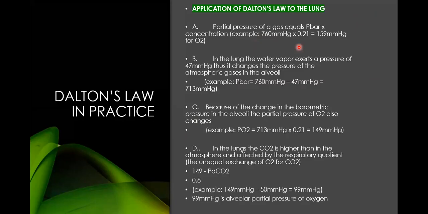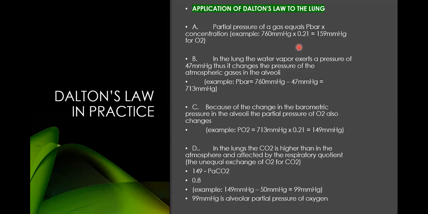Now, in the lung, water vapor also exerts a pressure of 47 millimeters of mercury. Thus, it changes the pressure of the atmospheric gas in the alveoli, all right? So we have to get rid of that water pressure. We say barometric pressure minus the water pressure, which leaves us with 713, okay? That's how we get to 713. That's the first part of the equation. Understand? Okay. Now, because of that change in pressure in the alveoli, the partial pressure of O2 also changes.